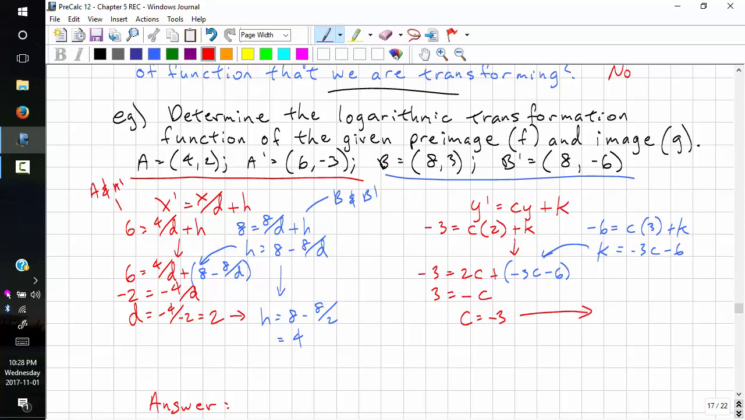Now we substitute back this way. We take this equation and substitute the c into it. We get k equals minus 3 times negative 3 minus 6. This is 9 minus 6, so it's 3. And just a reminder, our answer is g of x equals c times f of d times x minus h in brackets plus k.